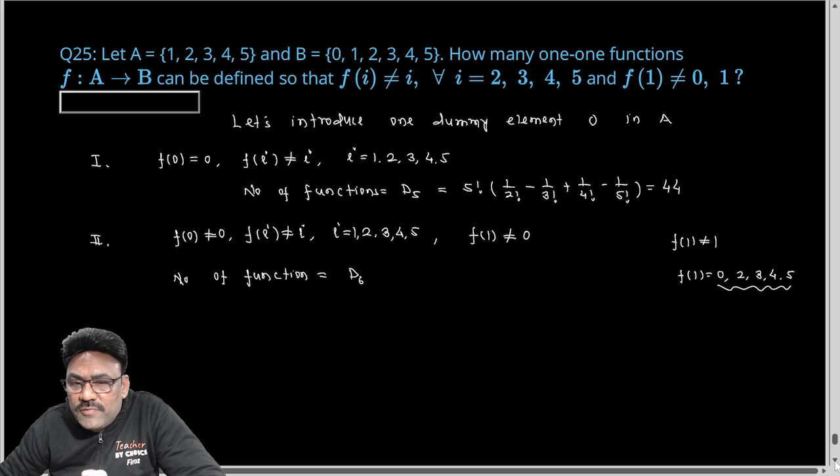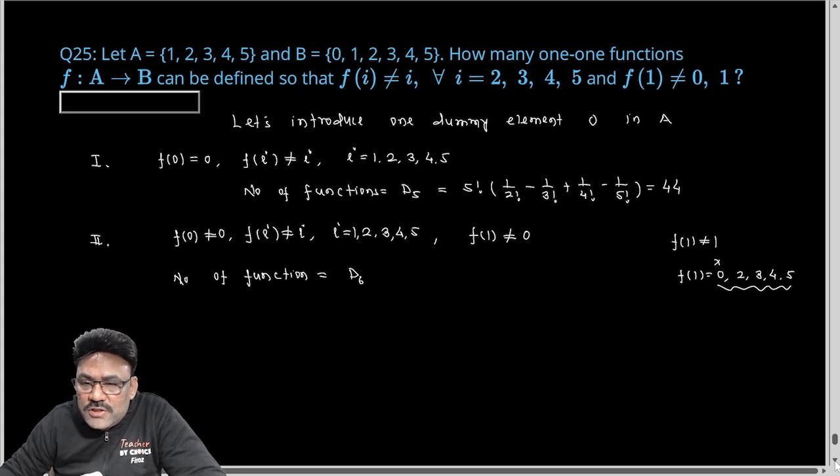Out of these 5 possibilities, I should not take this possibility. F1 is equal to 0 should be ruled out. Means out of these 5 possibilities, I will count only these 4 out of 5. One case should be excluded. So that means your number of functions should not be all D6. It should be 4 over 5 D6.